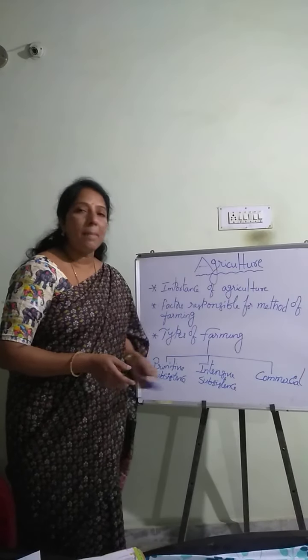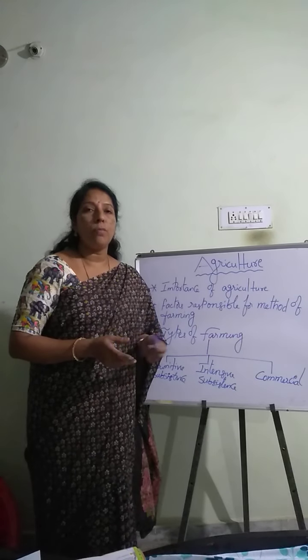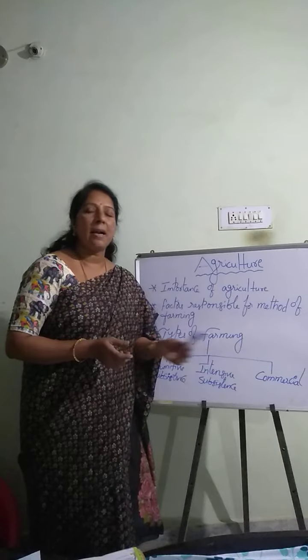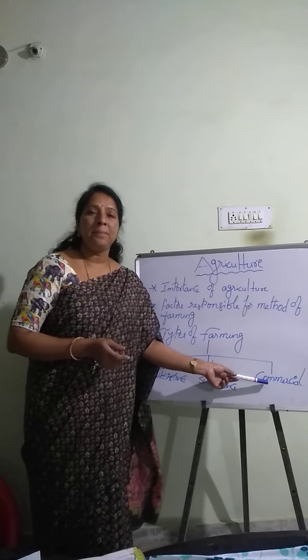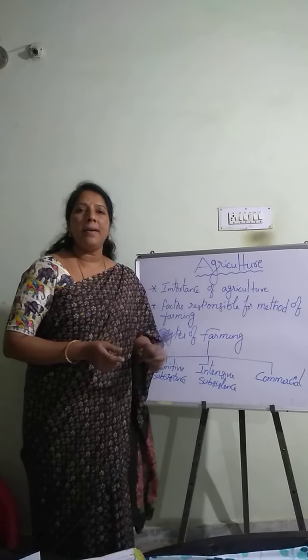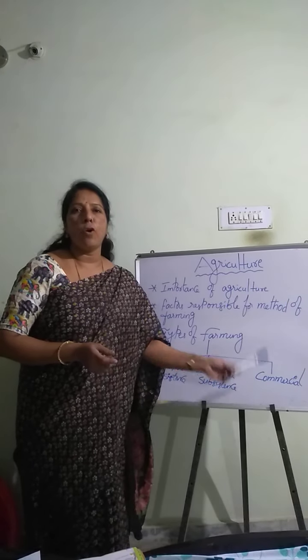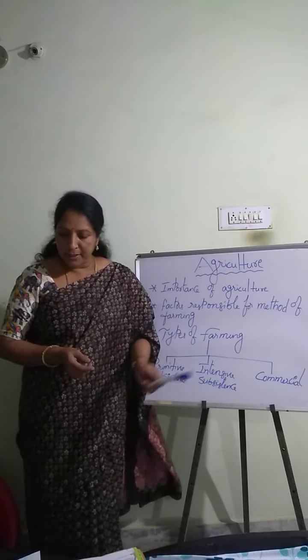And the third one is commercial agriculture. It is also called extensive type of agriculture, more mechanized agriculture. More machines are used in commercial agriculture. And here in commercial agriculture, you can notice more high yielding variety seeds are used, and high amounts of fertilizers, pesticides, and insecticides are also used in commercial farming. After the types of farming, we can go to the next topic.